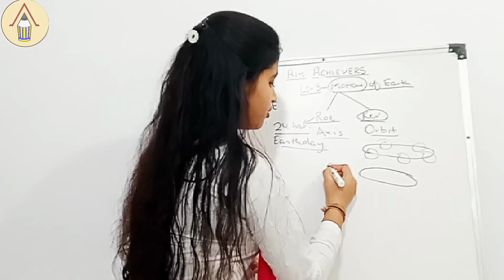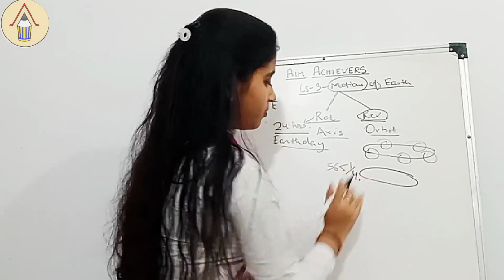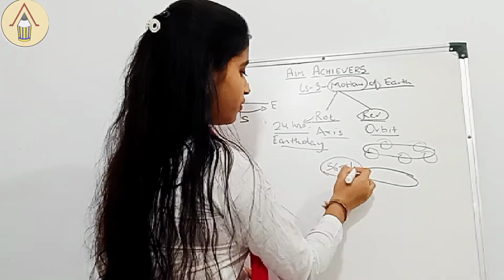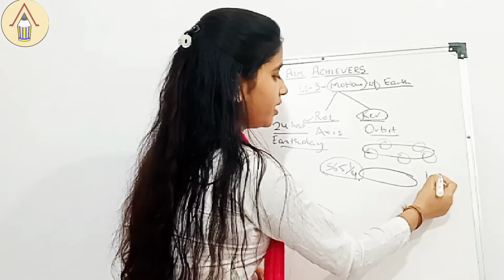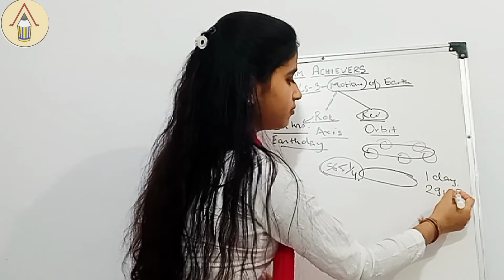Revolution takes 365 and 1 by 4 days. So the extra 1 by 4 day adds up every 4 years to 1 day, which is counted as 29th Feb.